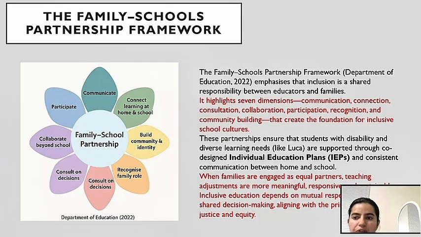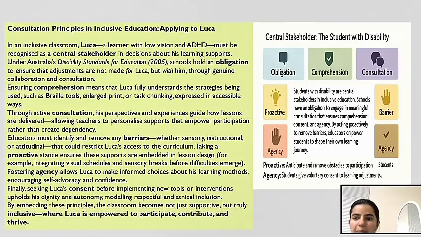The family school partnership framework names 7 dimensions we can act on: communicate, connect learning, build identity and community, recognize family roles, consult on decisions, collaborate beyond school, and participate. In practice, set up regular two-way communication, connect classroom routines with home strategies, co-design IEPs, and explicitly recognize parents' life expertise. Parents' research voice matters here.